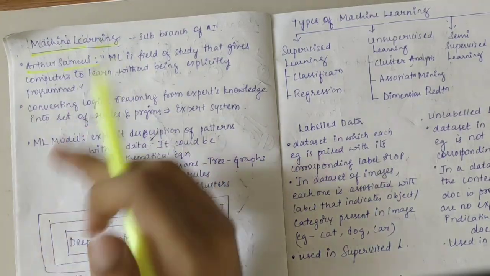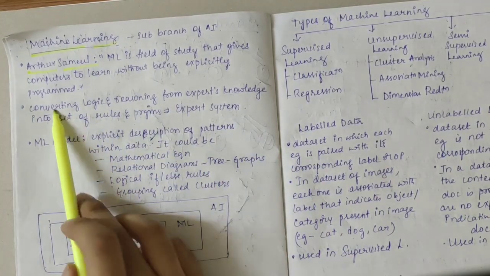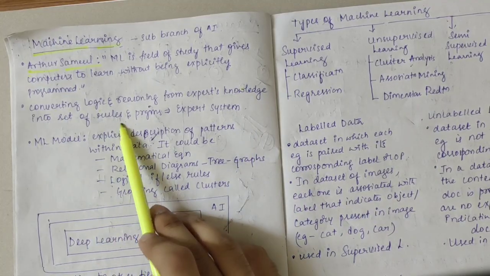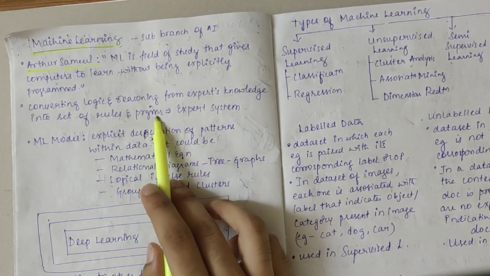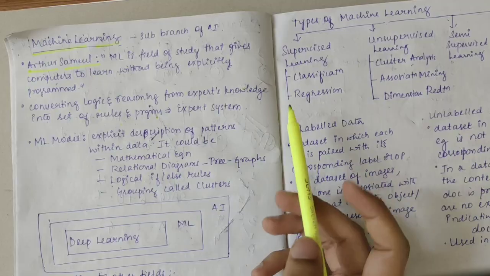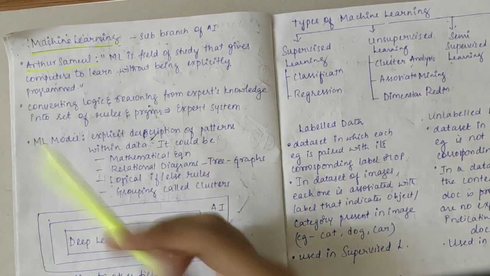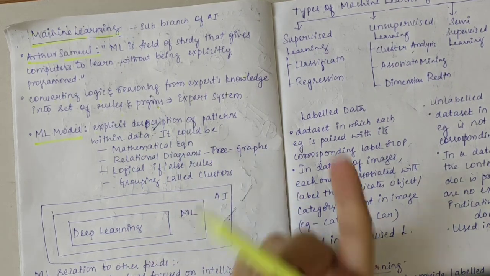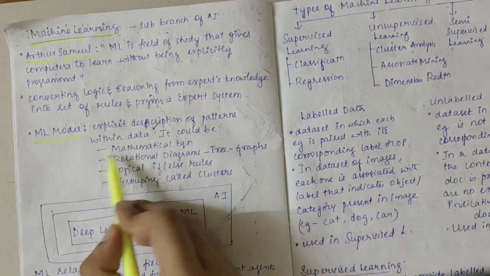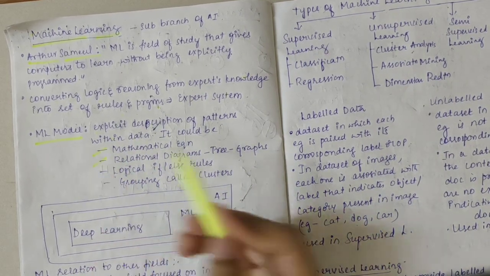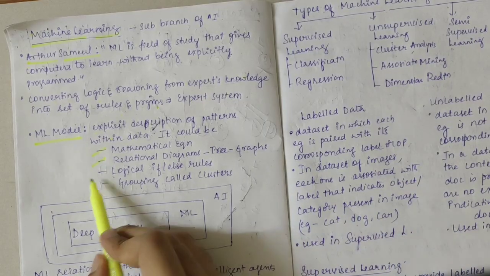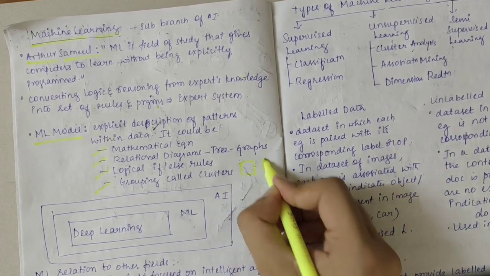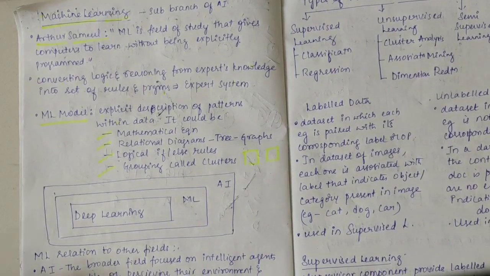So that is one textbook definition, and then the normal definition is converting logic and reasoning from experts' knowledge into a set of rules and programs in order to construct or model the expert system. This process comes under machine learning. Here the ML model is an explicit description of patterns within the data. The pattern could be mathematical equations, relational diagrams like trees or graphs, logical if-else rules, or different clusters. So this was about the ML model.